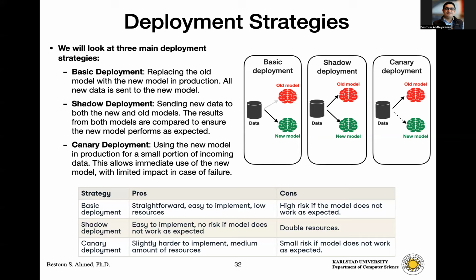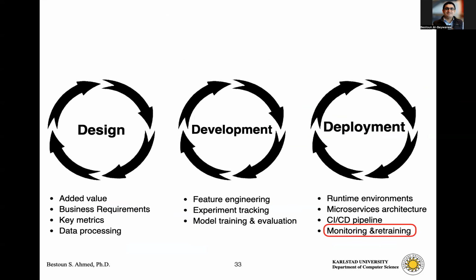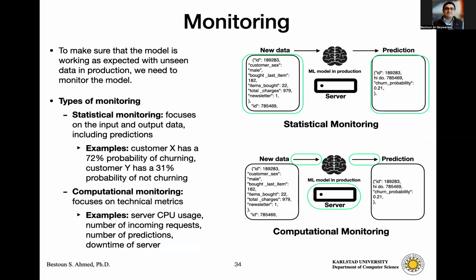If it doesn't work, there's a small risk, for example, only 1,000 users will fail or feel it, and not the rest of the users. We have the monitoring. Also, part of the deployment is the monitoring and retraining. Monitoring, what do we monitor? Actually, we monitor a lot of things.